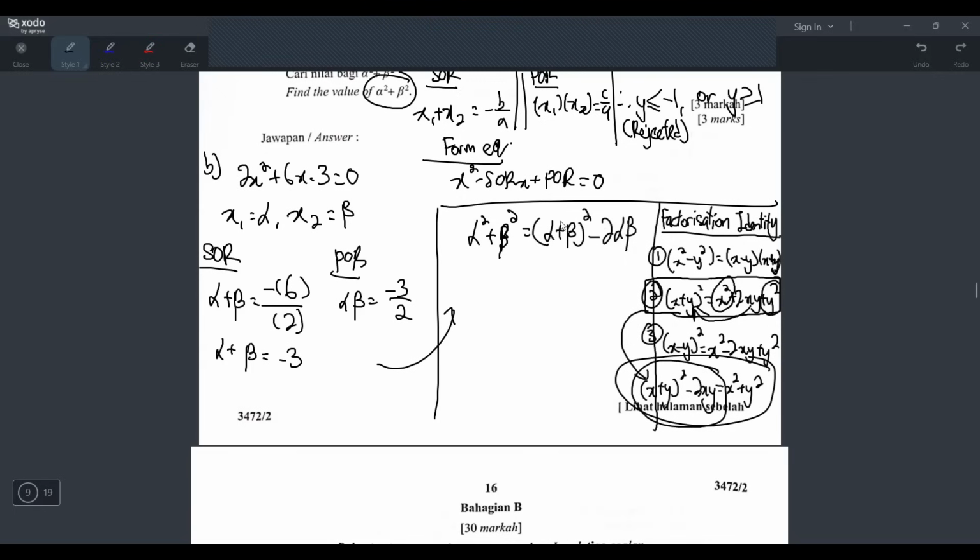So now it becomes equals to alpha plus beta. Now you can sub already. And then minus 2, negative 3 over 2, like this. All right? And then 2 can cut. You become 9 plus 3. 12 is the answer. Right? So that's how you do this question.